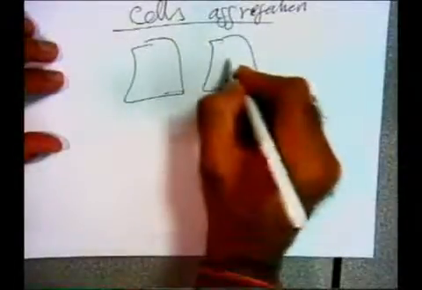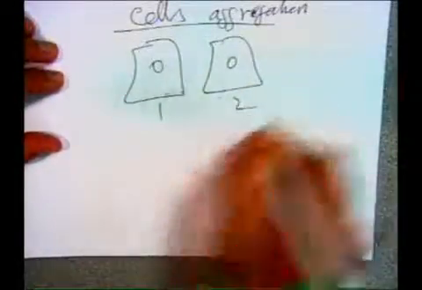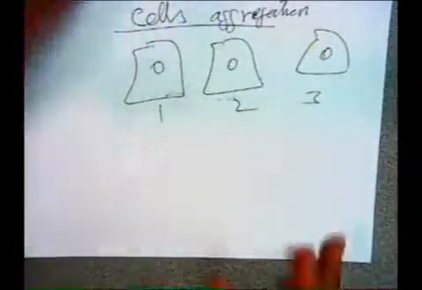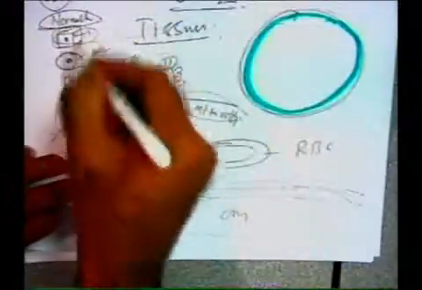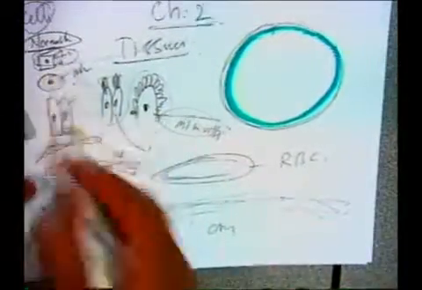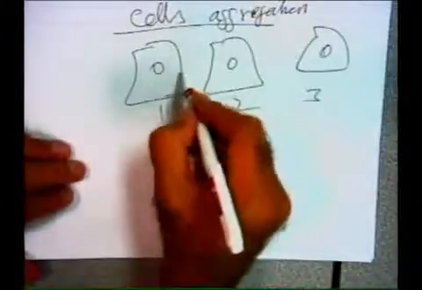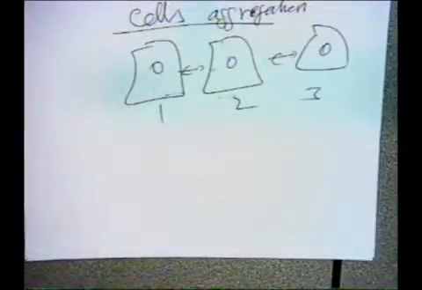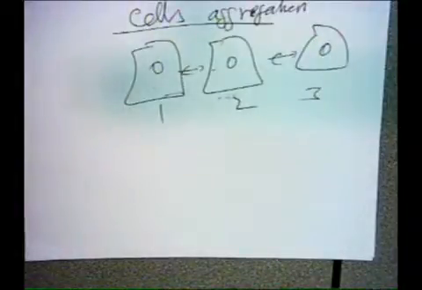One cell, this is another cell. This is cell number one, cell number two, and cell number three. Okay? All of these cells I mentioned earlier, everything put together. How do these cells join together? In other words, how do they rivet? You know what a rivet is?